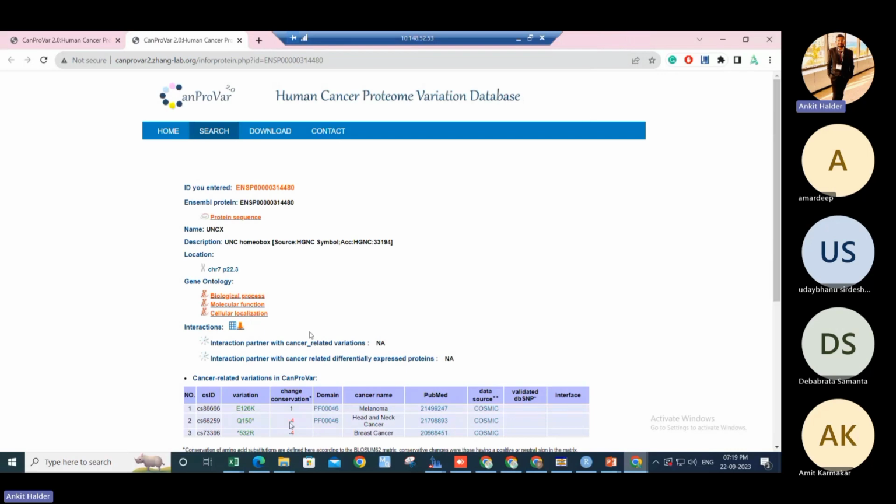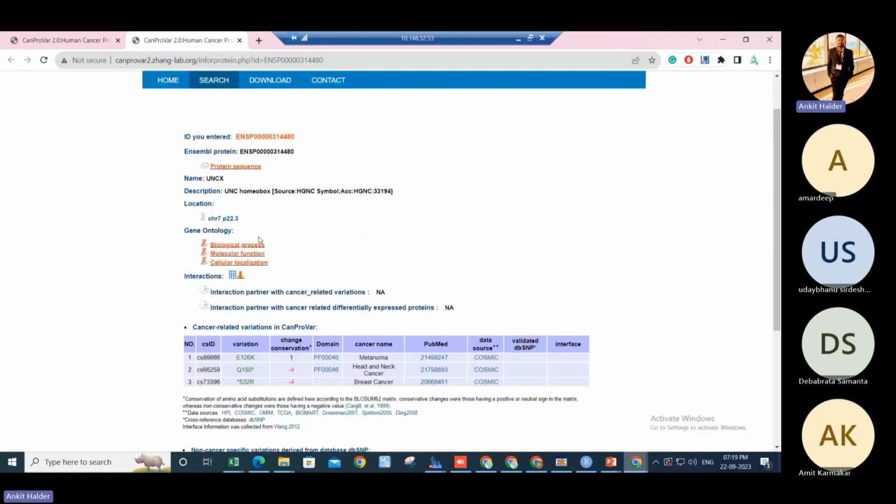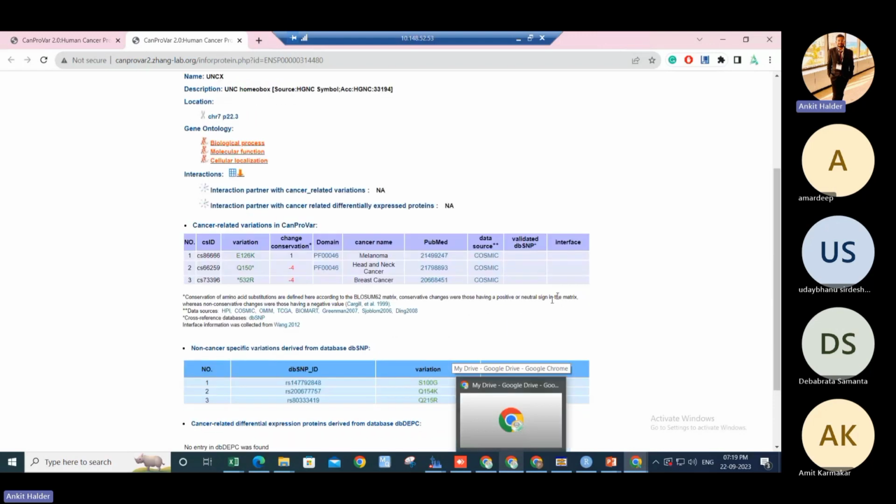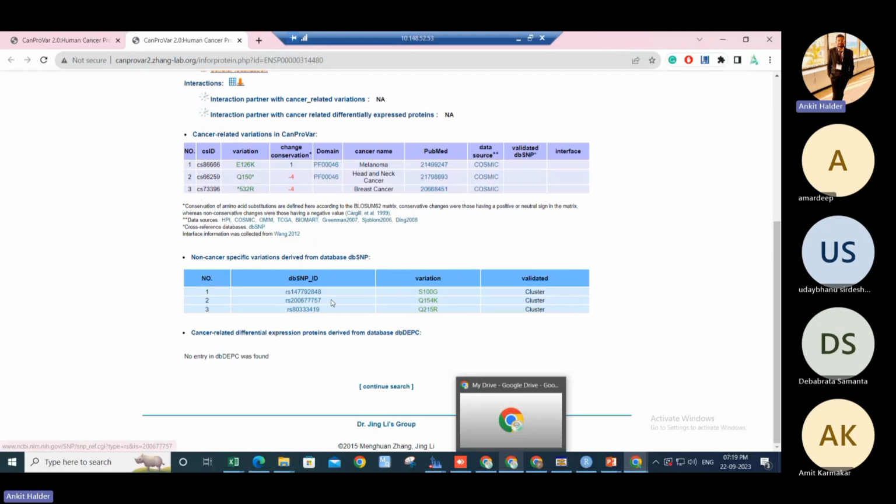Here you can see it will mention your ID that you have entered, protein sequences, UNC homologs, chromosome 7, gene ontology that contains your biological process, change in conservations, domain, cancer name, melanoma. You can see the data source you can get. As I was mentioning, it contains data from your COSMIC, dbSNPs and everything. Then you have your variation, where the 100th position has been changed to G.